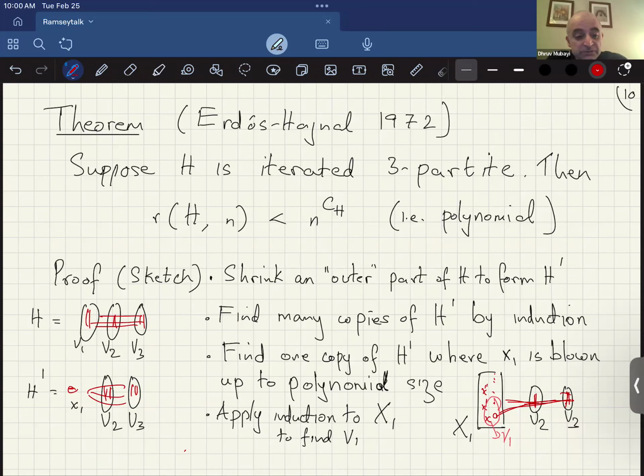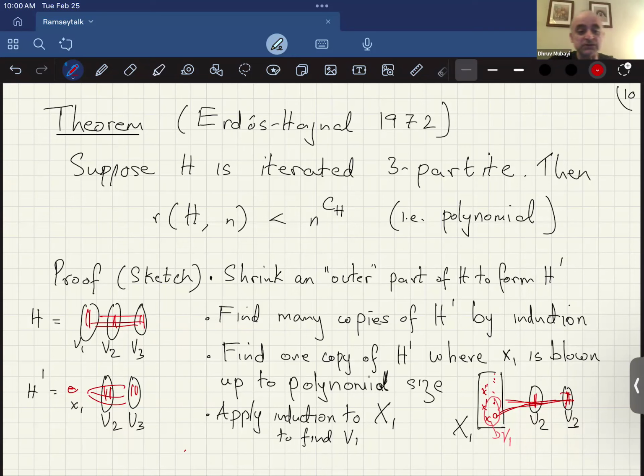So you now have many copies of H prime, so many that you can use the pigeonhole principle and get many copies on the same V2 and V3. So you get many possible X1s, and many here means polynomial. You get these many copies of H prime where X1 is a polynomial size set. Because everything polynomial stays polynomial, you apply induction to either find a polynomial size independent set inside X1 or else find the thing you were supposed to find inside V1 in there. And this is how you get a copy of H.